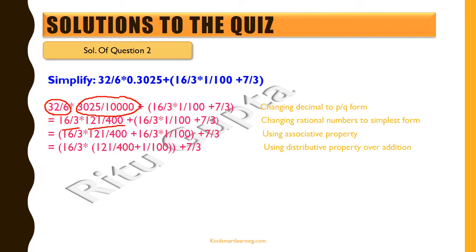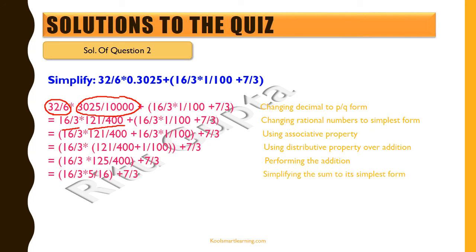So if we use the associative property and bring out the common factor, 16 by 3, we get 16 by 3 multiplied by 121 by 400 plus 1 by 100, and this is basically using the distributive property over addition, and we keep 7 by 3 as it was. Now simplifying this, we get 16 by 3 multiplied by 125 by 400 plus 7 by 3.